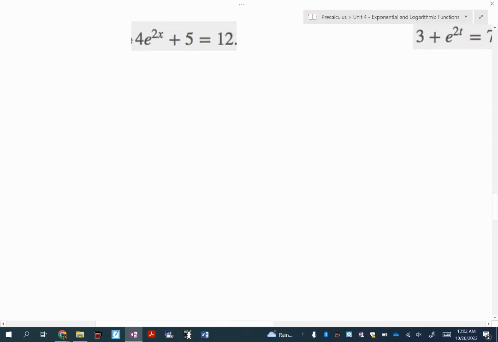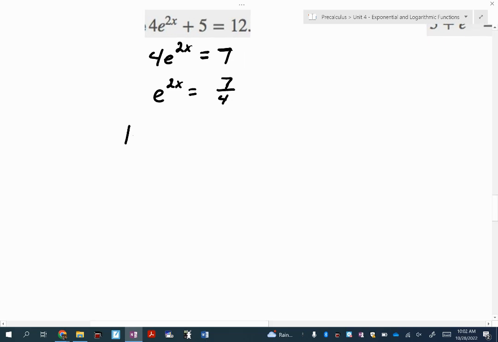All right, let's solve this one. Let's move over that 5 first. We're solving for e, or isolating for e. Let me rephrase: we're solving for x, but we're isolating for e first. Then that will allow us to find x. So let's see, 12 minus 5 is 7. Divide the 4 over, and you get e to the 2x power equals 7/4. Remember to take the natural log once you've isolated that e, on both sides.